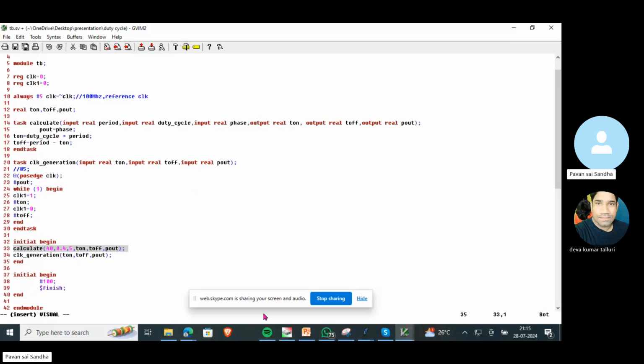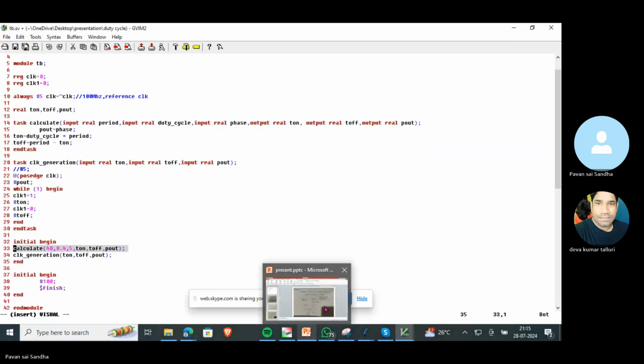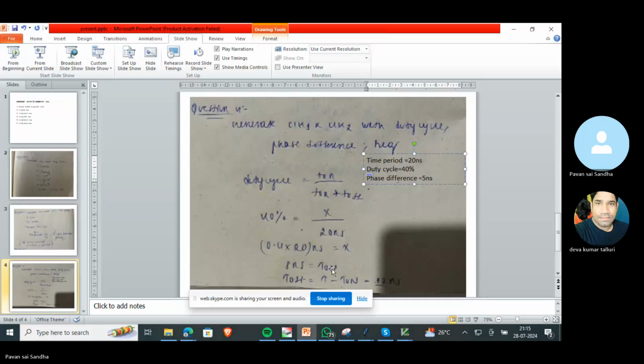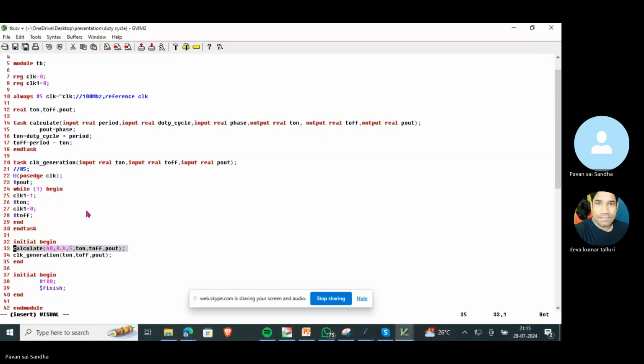As I said, initially we can use any method to generate the clock. So initially I made clock to 0 here. It waits for a positive trigger of the reference clock and for a phase delay, and next it will get to 1. Clock 1 will be high for T on. T on means how much? Like here, 8 nanoseconds. T off means 12 nanoseconds. For 8 nanoseconds clock 1 will be high, so for the next 12 nanoseconds clock 1 will be 0. This will be repeated until 100 nanoseconds.